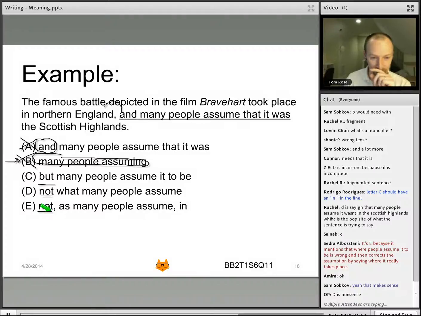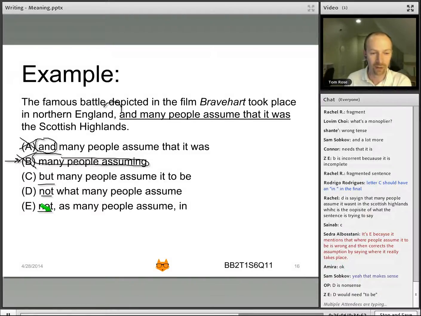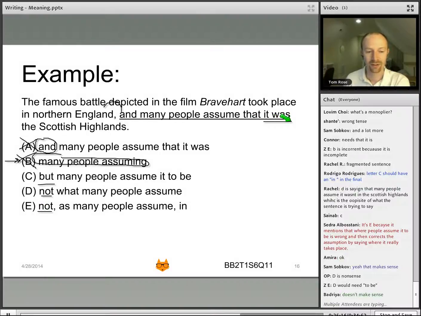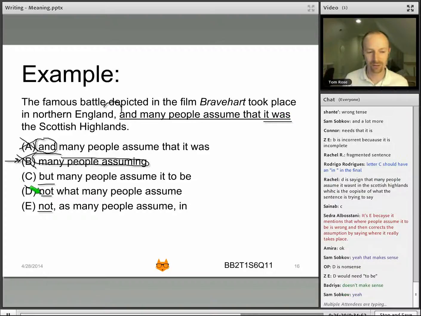So how do we get rid of the rest? D has the problem of "not what many people assume the Scottish Highlands." Again, there's no verb in here. It needs to say it was the Scottish Highlands. D doesn't have that verb, so D is wrong.